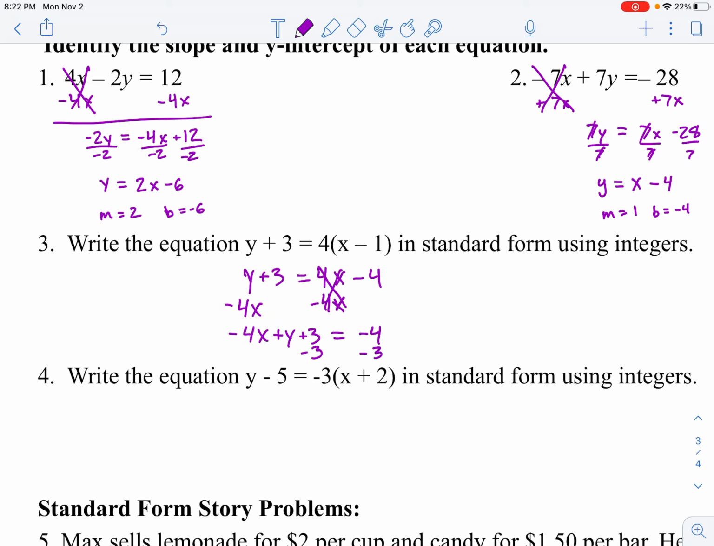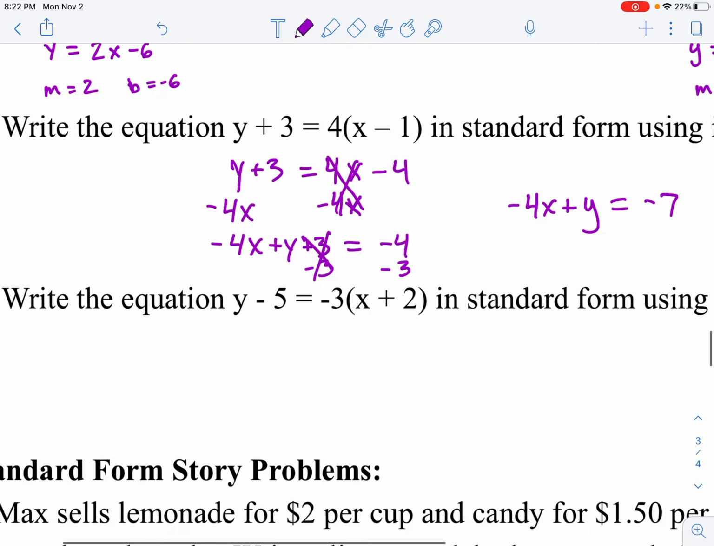So now I can minus 3, minus 3. I kind of ran out of room, so I'm going to move over here. I'll have a negative 4x still over on that side, plus y. And then the 3's canceled out, and that equals negative 7.